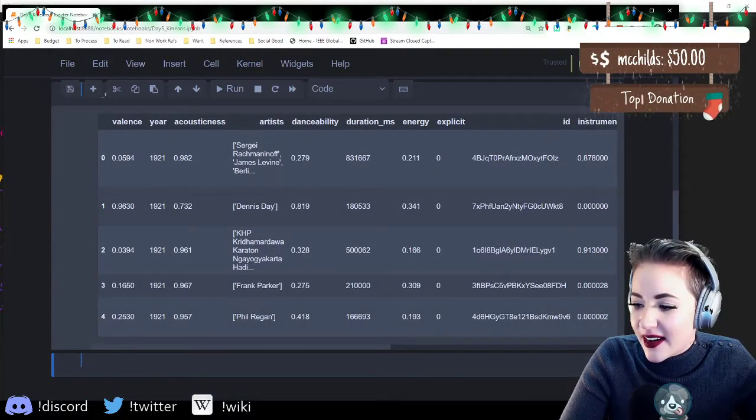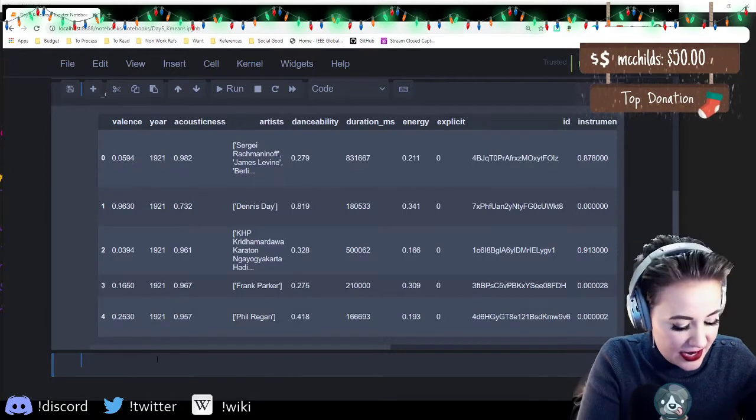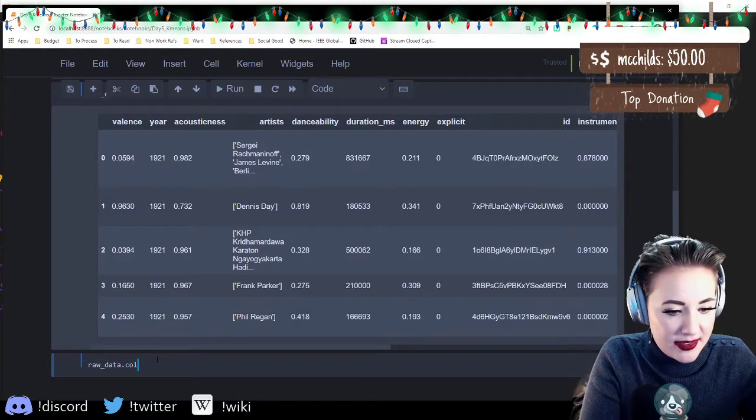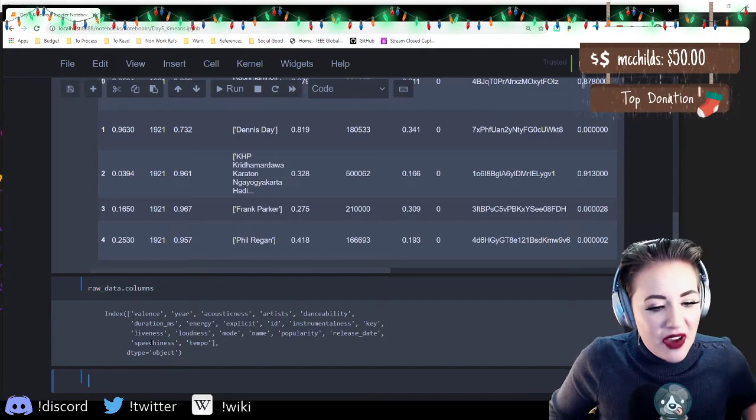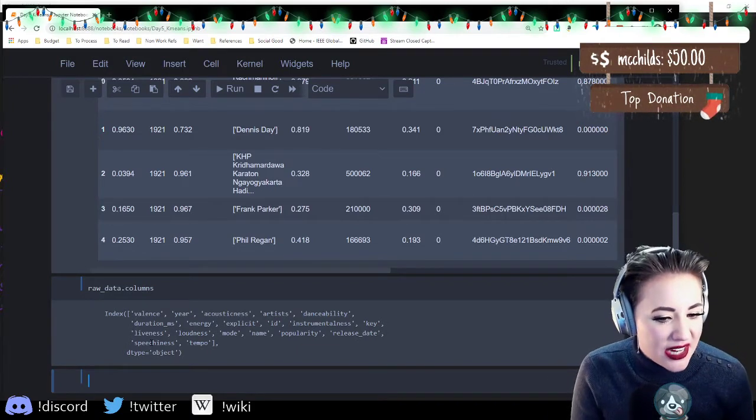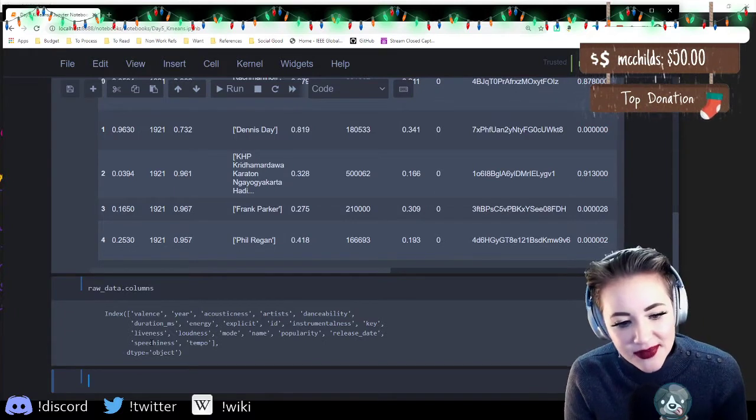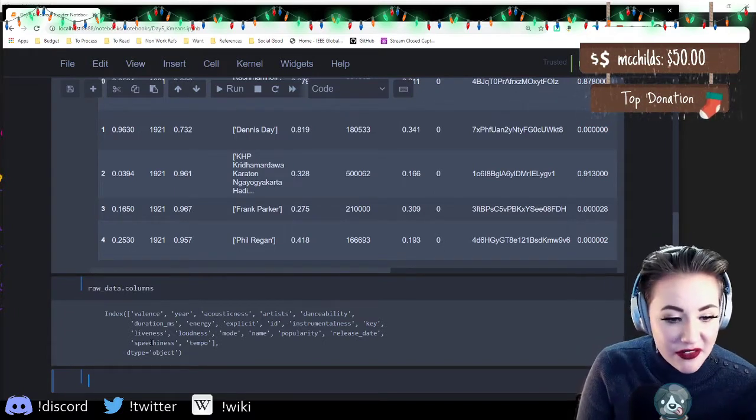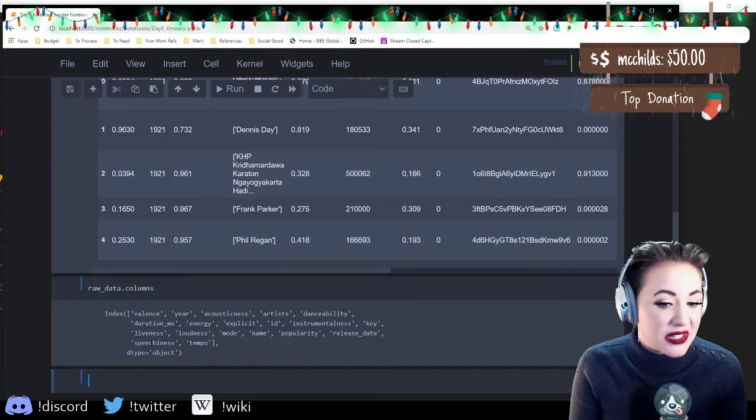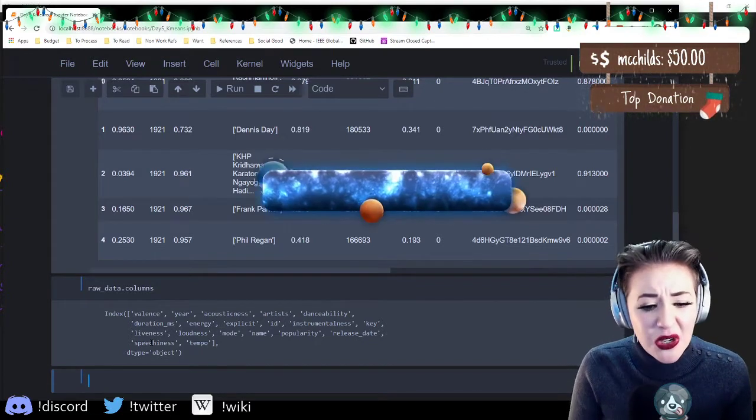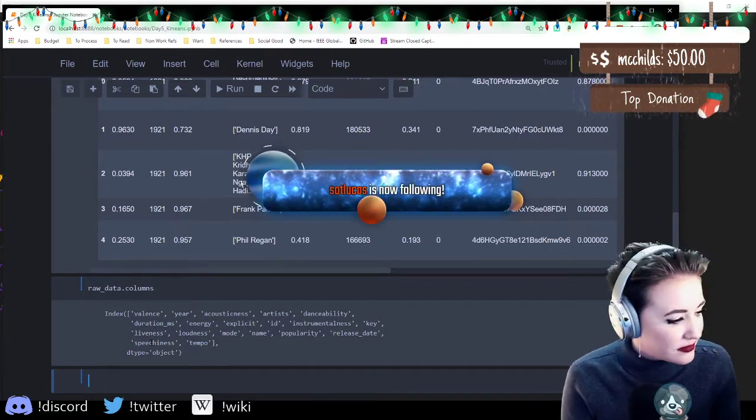But so, let's take a look at our data here. So what are we dealing with? We got valence, which by the way I don't understand, but apparently that's something that is in all the Spotify data sets. I forgot to look it up. Sorry, maybe one of you wonderful humans can look that up for me and tell me what valence means when it comes to music. We have year, acousticness, which is cool.